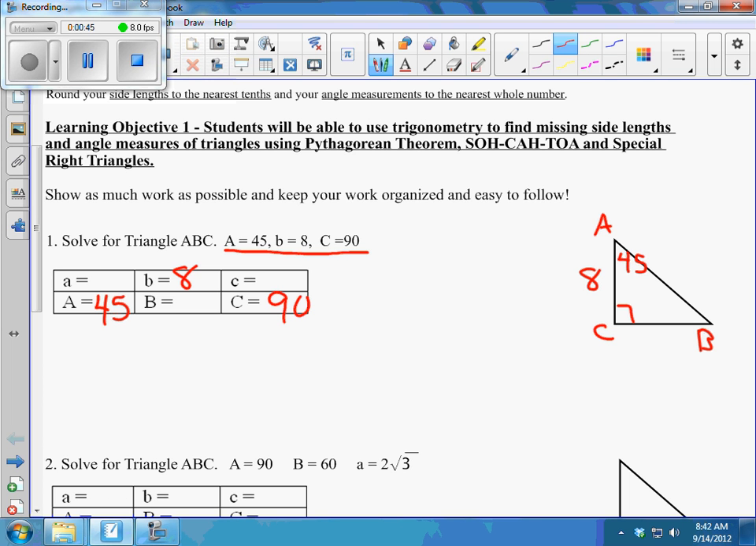And hopefully by now, since you've written all of this, you've realized that this is one of your shortcuts, your 45, 45, 90. All right, so again, hopefully you realize that this is a special right triangle. This is the LLH.